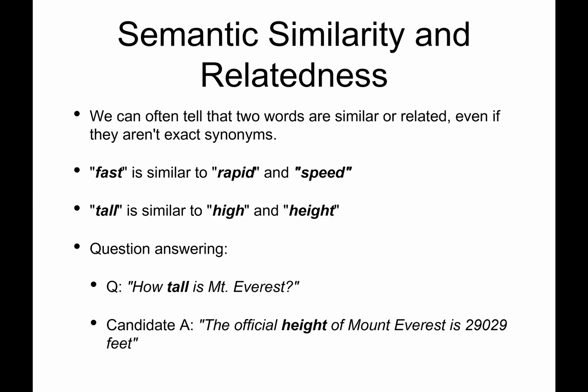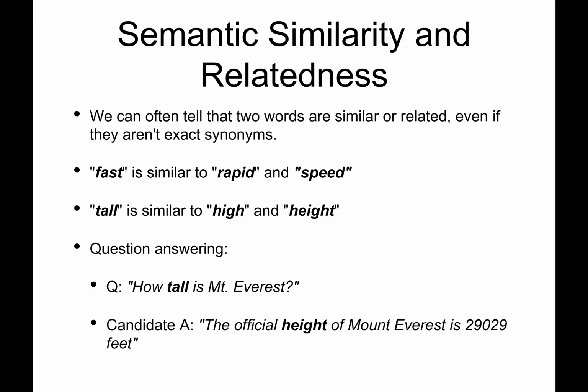All right, so we have to talk all the time about similarity and relatedness. They're not the same thing. For example, we can say that fast is similar to rapid and speed. So they have something to each other. They share a background. They talk about similar things. In the same way, tall, high, and height are similar to each other.